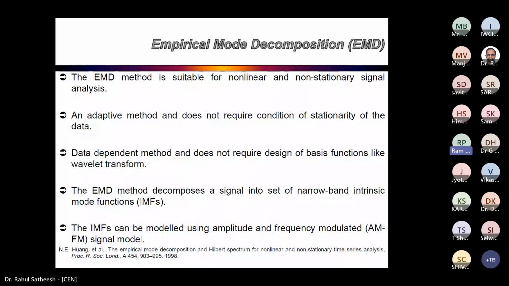In sinusoidal functions in Fourier, amplitude, phase, and frequency are constant with respect to time. But here we allow them to vary. Once your amplitude is varying with time and frequency is varying with time, that gives you the amplitude and frequency modulated signal model. So these IMFs are considered as an AM/FM signal model. Next slide, please.